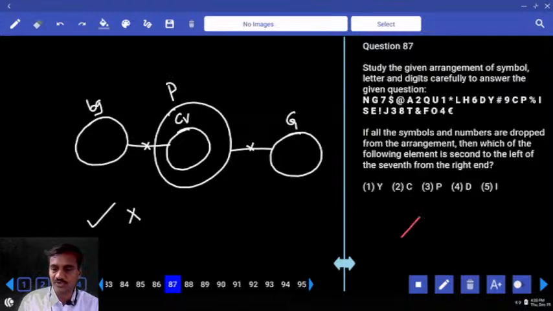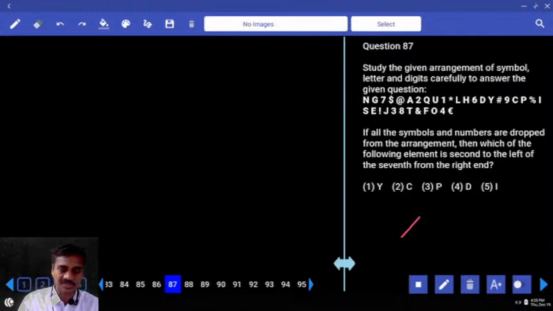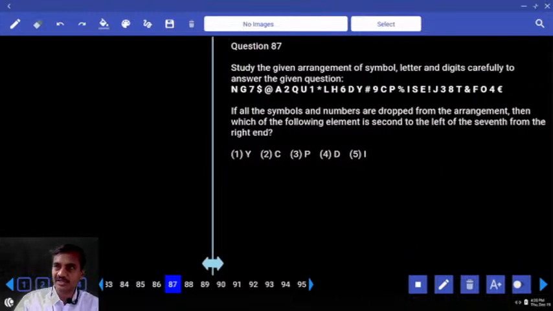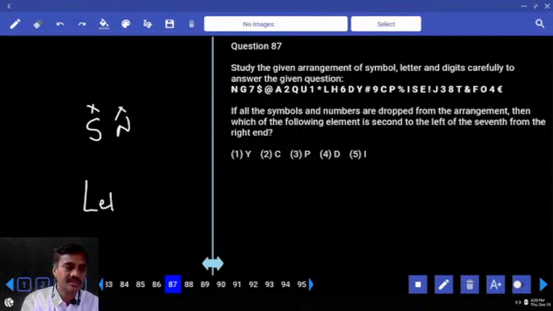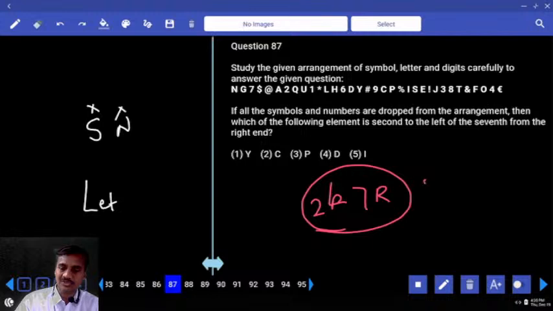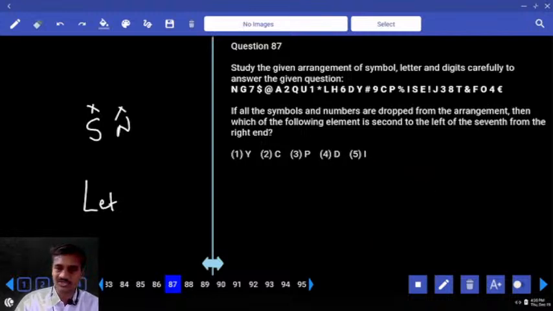The next one, 87 to 89. The sequence must follow the first or the second priority. Under the first priority, all the symbols and numbers are dropped from the arrangement. Now these two are dropped from the above arrangement, and you will be left with only letters. Then which of the following elements is second to the left of seventh from the right? Second left and seventh right, that means 2 plus 7, the ninth letter from the right-hand side. Ninth from the right: 1, 2, 3, 4, 5, 6, 7, 8, 9. What is your answer? C, that is given in choice 2, question number 87.